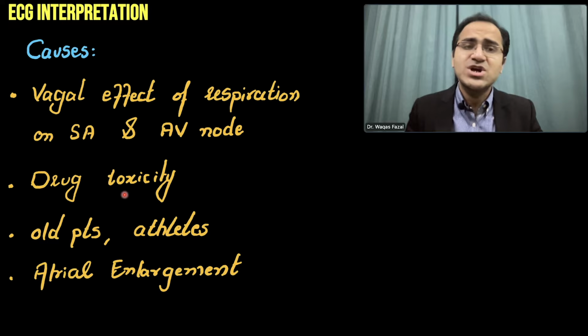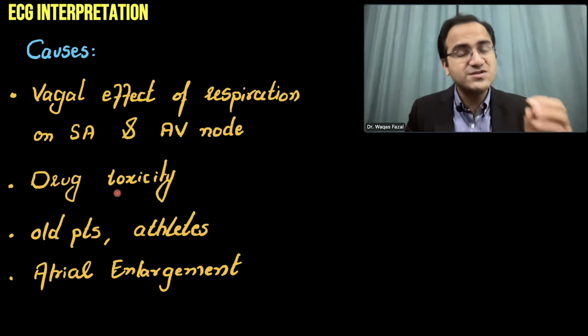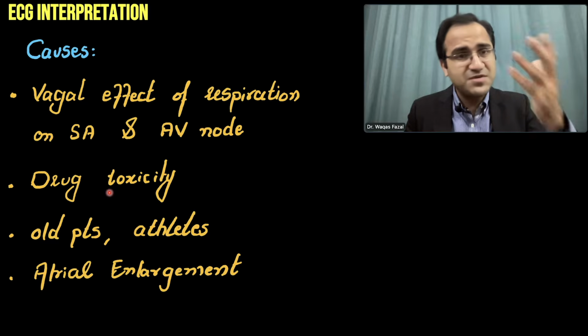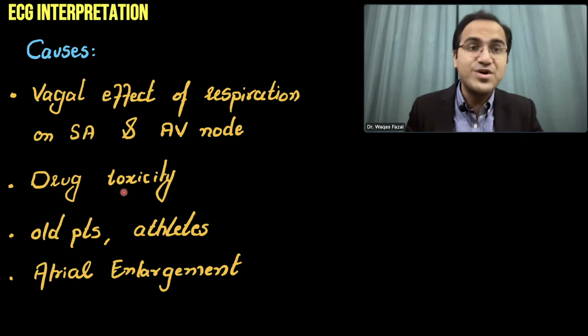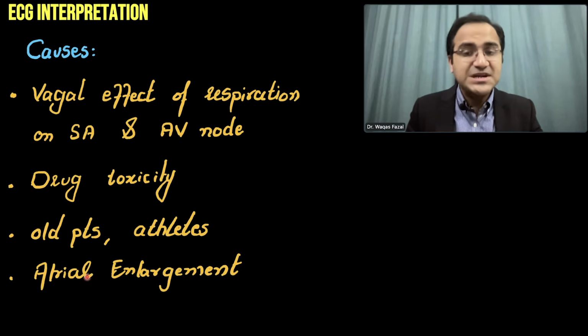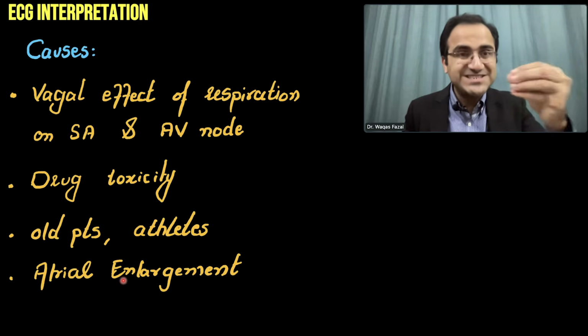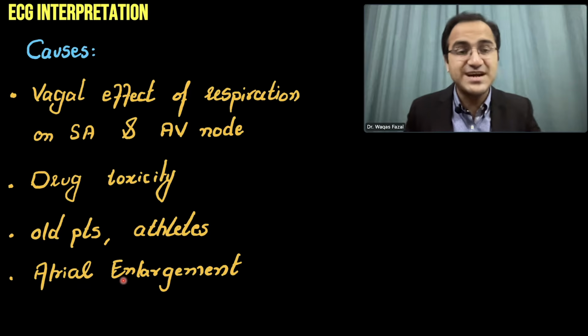Drug toxicity, digoxin drug. Digoxin is an amazing drug used in heart failure, but digoxin toxicity can cause certain types of arrhythmias, and they also can cause wandering atrial pacemakers to appear. Old patients, athletes where there is hypertrophy of the heart, atrial enlargement, any condition that causes atrial enlargement like mitral stenosis, as in atrial fibrillation. In these conditions, atrial structure, atrial morphology is changed that results in formation of these ectopic foci.